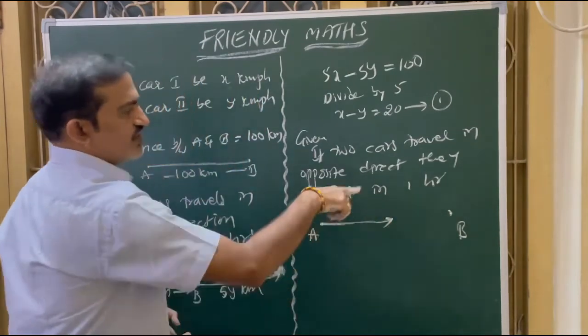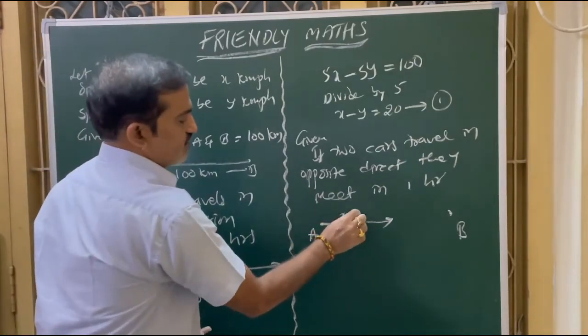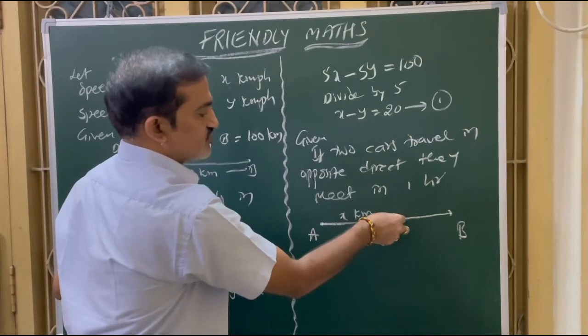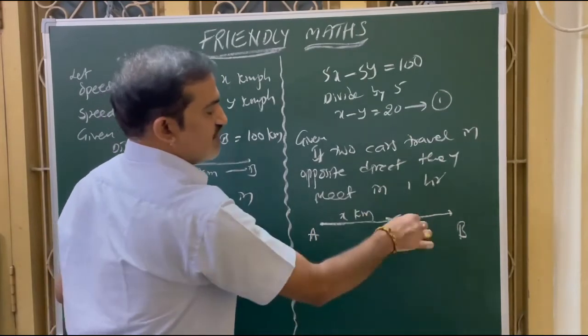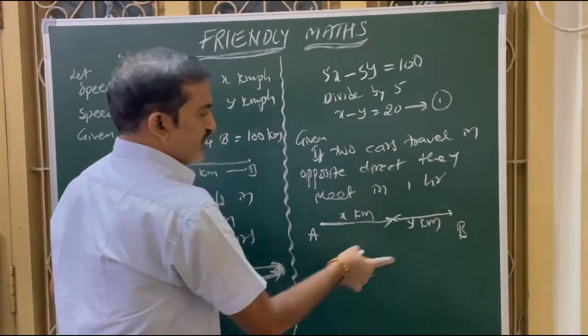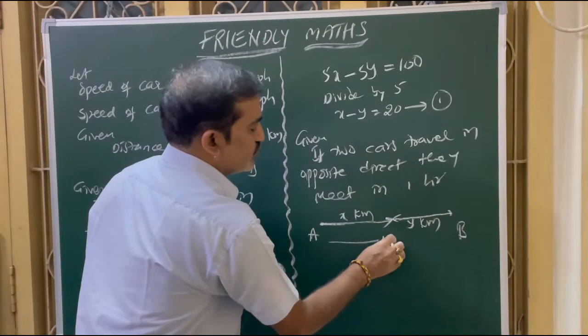Understand? In 1 hour, what is the speed of car? X kilometers from A, car 1, X kilometers. Again from B, it starts in the opposite direction. No, it is also traveling like this. In 1 hour, how much distance is traveled? Y kilometers. Then they meet together somewhere. Then what is the distance between these two, A and B?